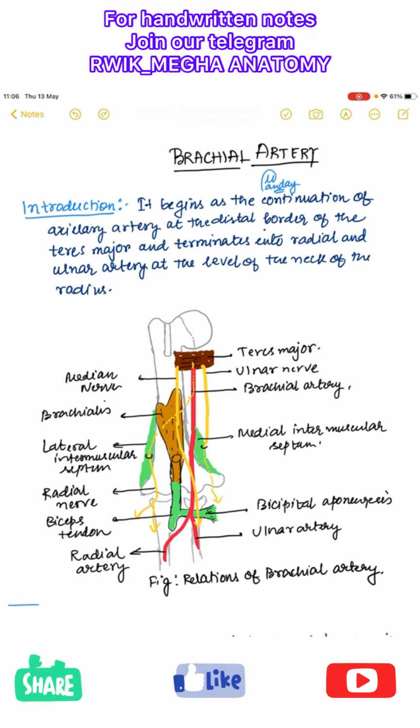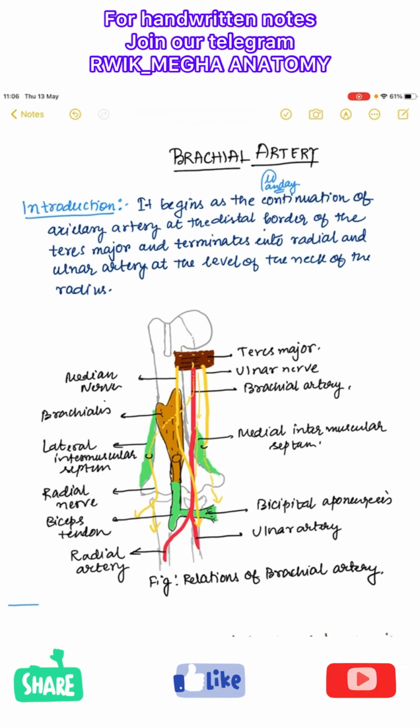At the distal border of the teres major, this brachial artery begins. Now this brachial artery runs along the medial side of the humerus. Then at the lower level, it comes to lie in front of the humerus, and there it appears in the cubital fossa. We find it as the content of the cubital fossa, right?